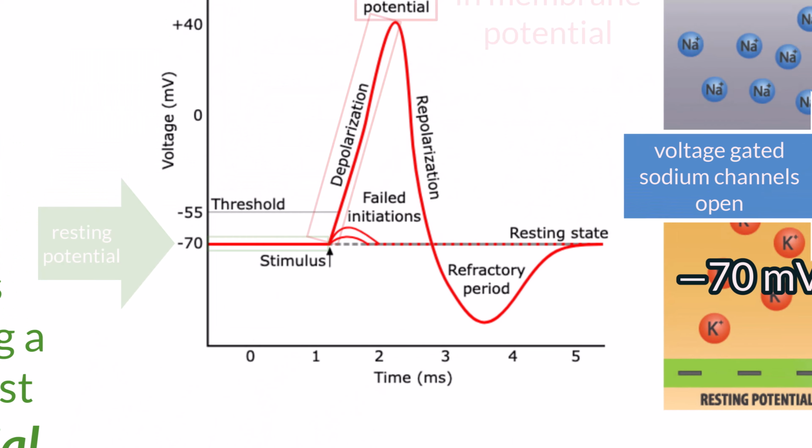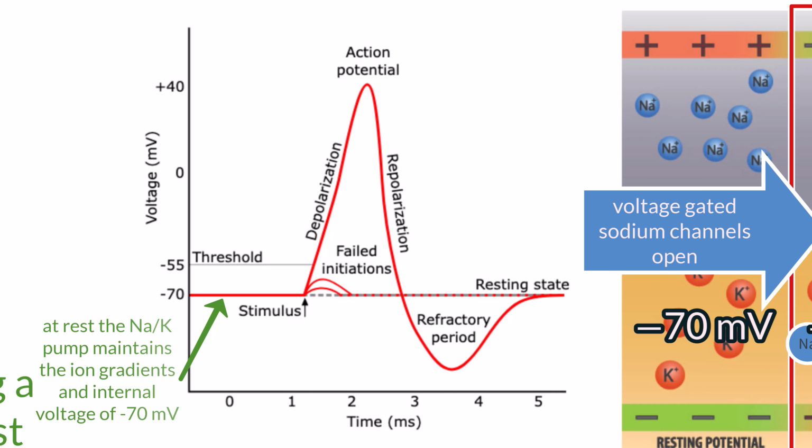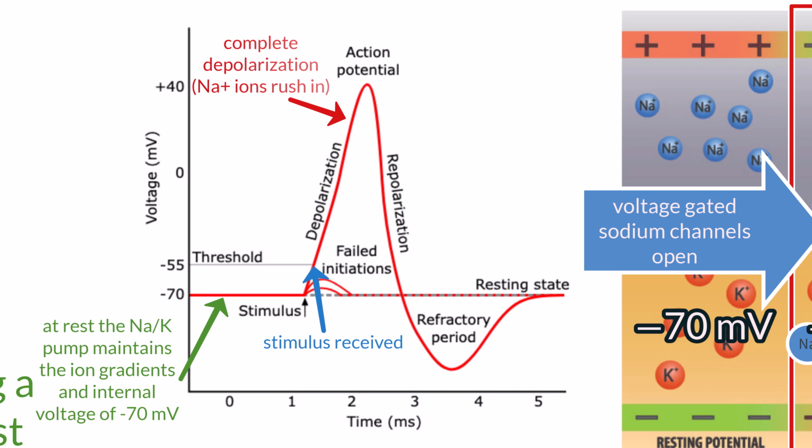So following this action potential graph, at rest, we know the sodium-potassium pump is actively working to pump sodium ions out of the neuron and potassium ions into the neuron. A stimulus is received and causes a change in the voltage to about negative 55 millivolts. This change is enough to cause full depolarization of the neuron, which means voltage-gated sodium channels open and sodium comes flooding into the neuron. This causes the neuron to become even more positive, as the sodium ions carry a +1 charge.